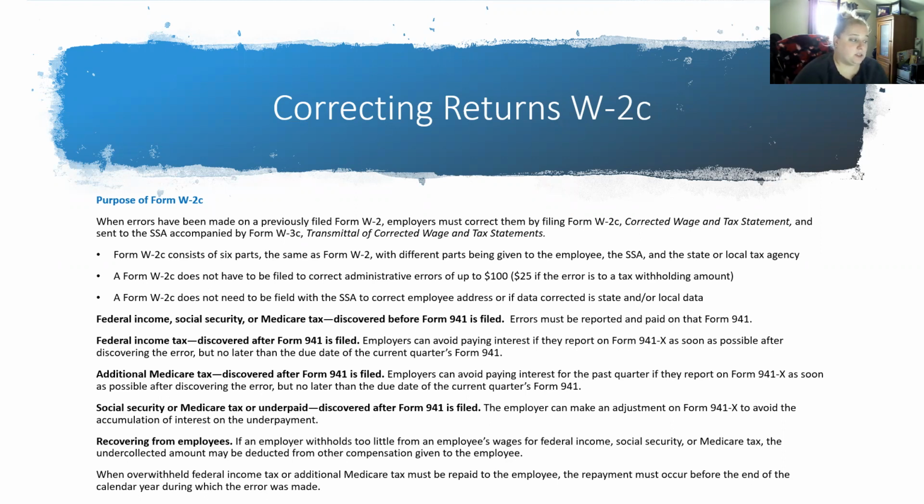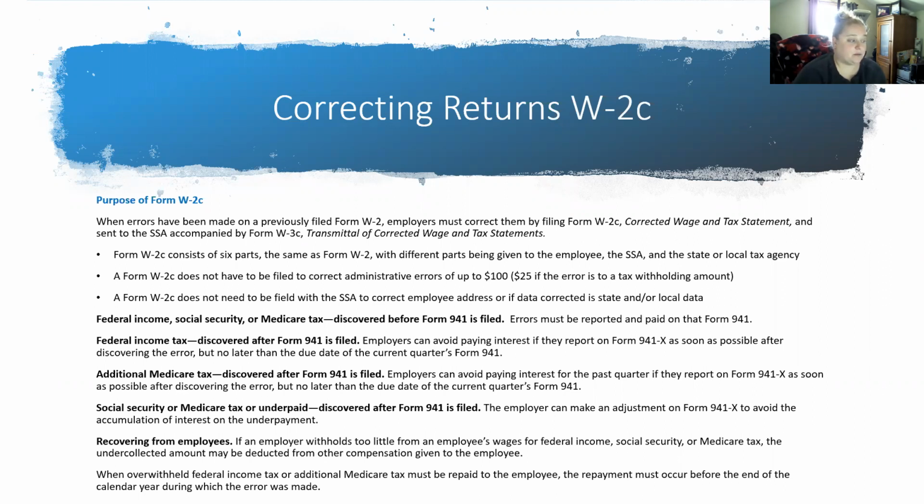A Form W-2C does not need to be filed with the SSA, or Social Security Administration, to correct an employee address only, or if the data corrected is only for state or local. They don't care to have a copy of that if you're not correcting anything that's actually for the Fed.